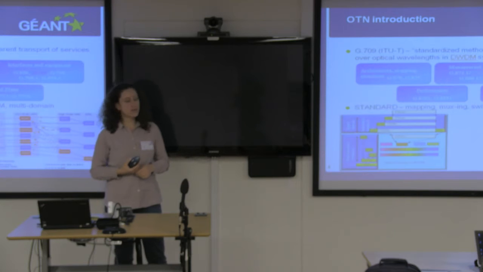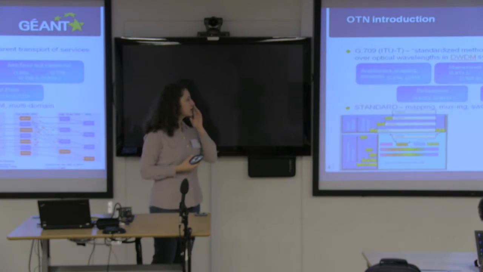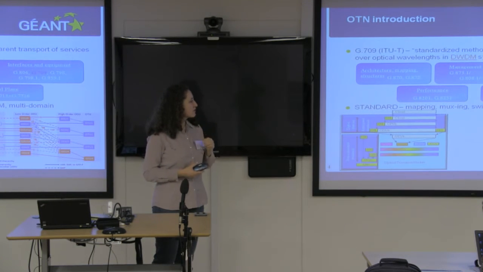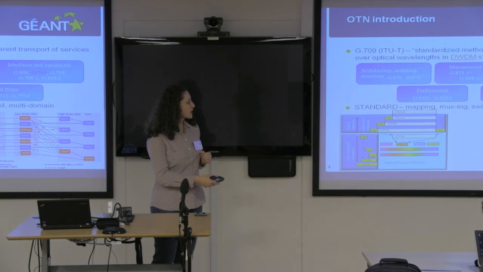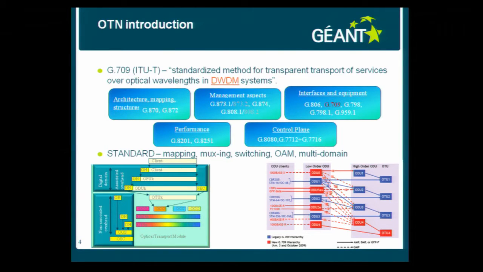The only other thing that I'm going to tell about the OTN is this very flexible client signal mapping that I was talking about. There are many different types of client signals that you can actually map and multiplex within the OTN hierarchy, and you can carry everything from a 1 gigabit Ethernet signal all the way to a 100 gig signal, and probably soon even beyond that.